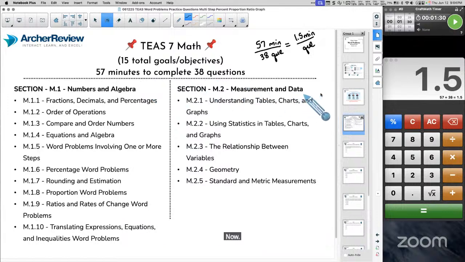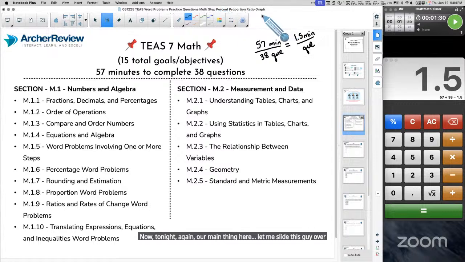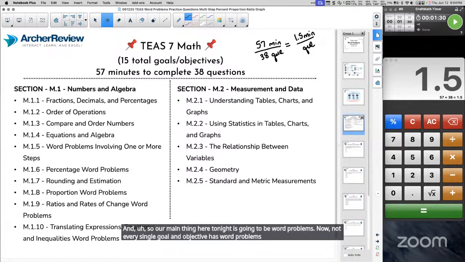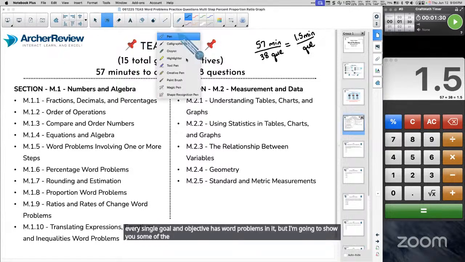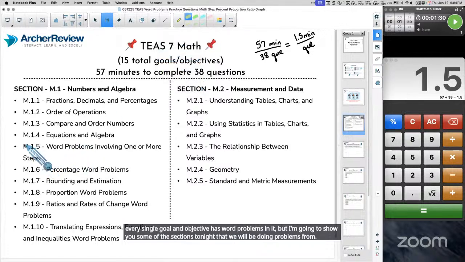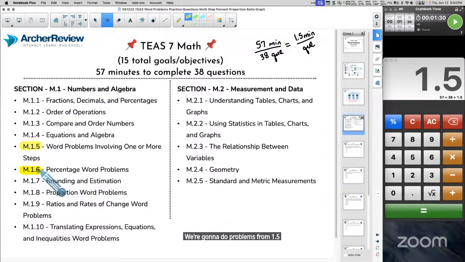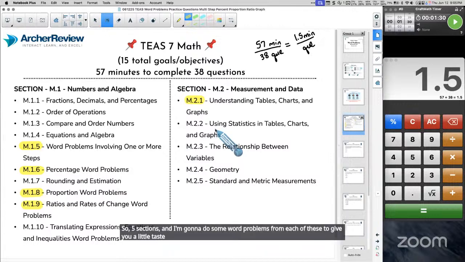Now, tonight, again, our main thing here, let me slide this guy over. So our main thing here tonight is going to be word problems. Now, not every single goal and objective has word problems in it, but I'm going to show you some of the sections tonight that we will be doing problems from. We're going to do problems from 1.5, 1.6, 1.8, 1.9, and 2.1. So five sections, and I'm going to do some word problems from each of these to give you a little taste in the hour that we're together tonight.